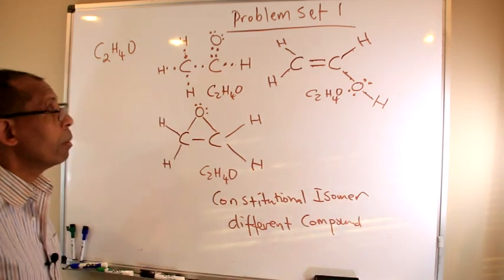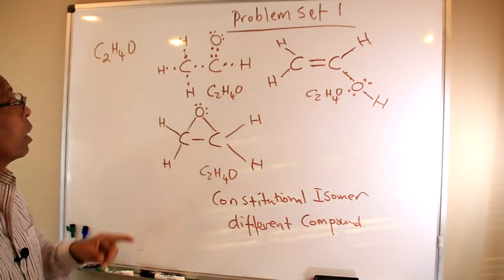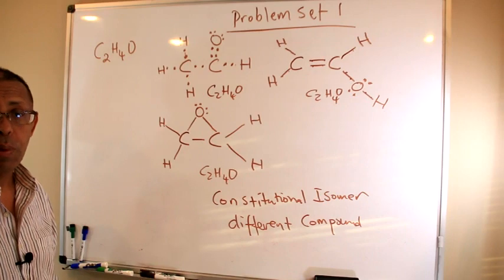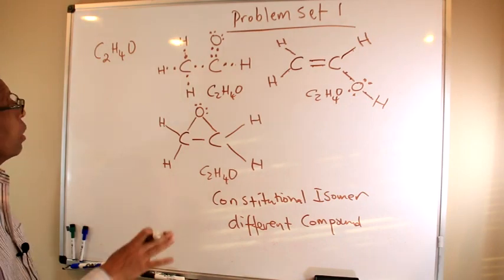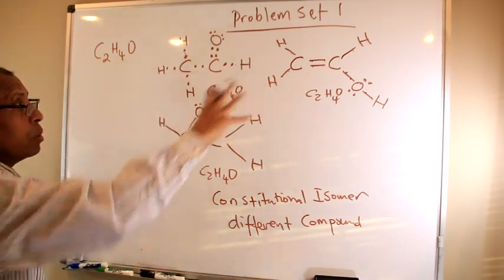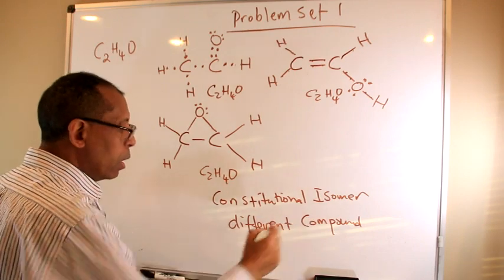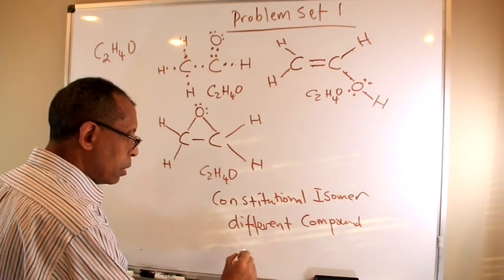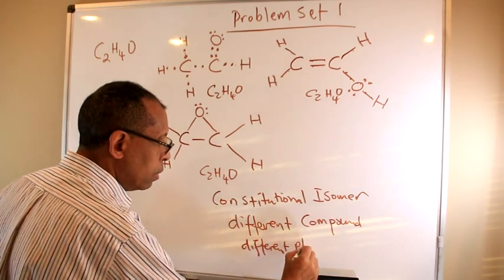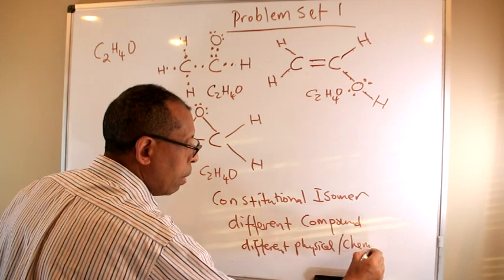So in this problem, we solved the loose structure for 3 constitutional isomers which came out of C2H4O formula. So don't forget, even though they have the same chemical formula, they are differently constituted and they are different compounds. They have different physical and chemical properties.